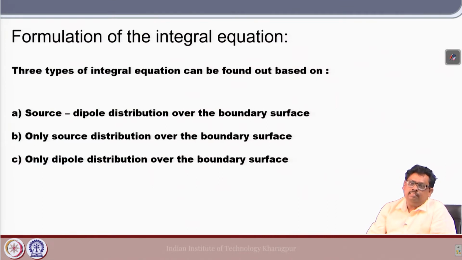Now, for the formulation of the integral equation, there are three types of integral equation that we can think of. One is the source dipole distribution over the boundary surface, and that we have already discussed when we solved the infinite domain fluid problem and got the infinite frequency added mass. Today we are going to discuss the only source distribution over the boundary surface and the only dipole distribution over the boundary surface.